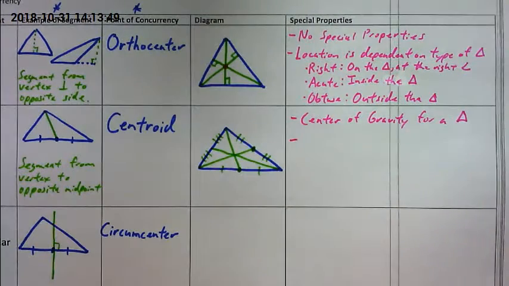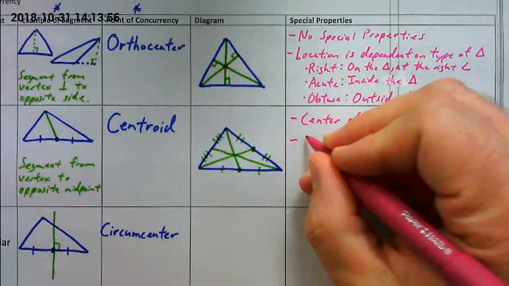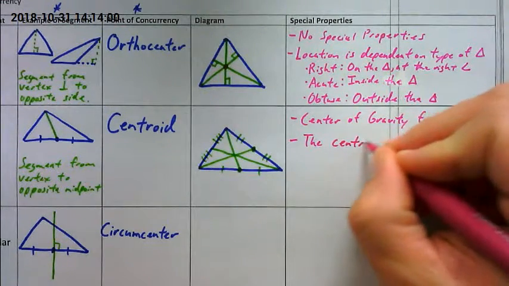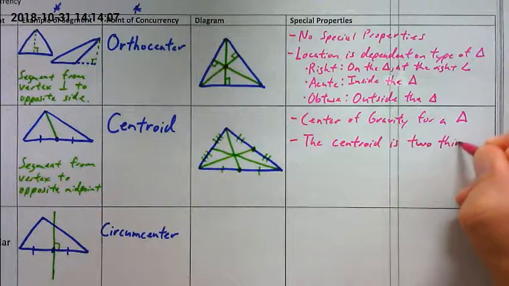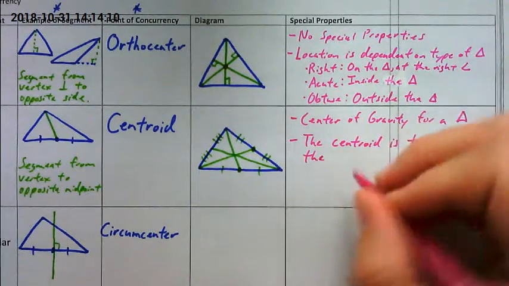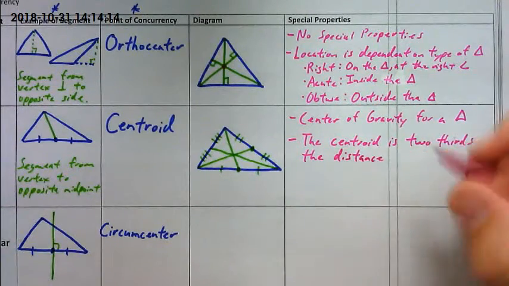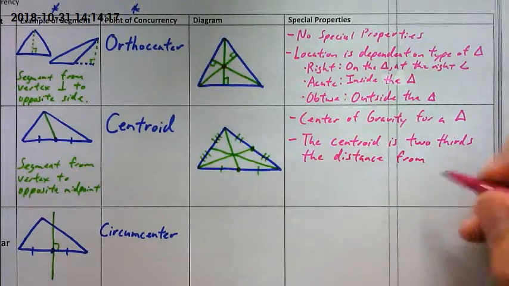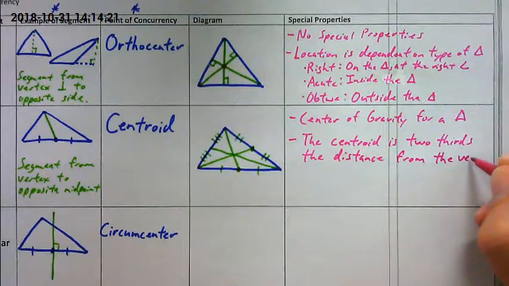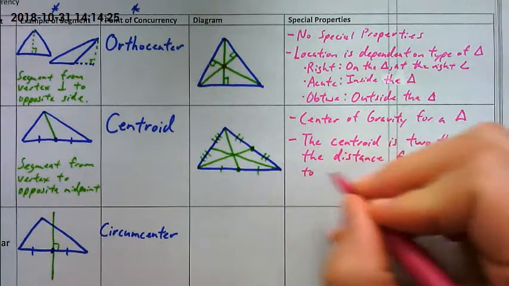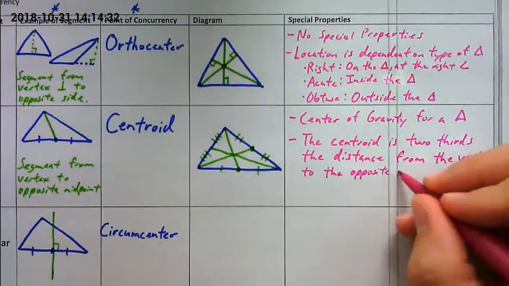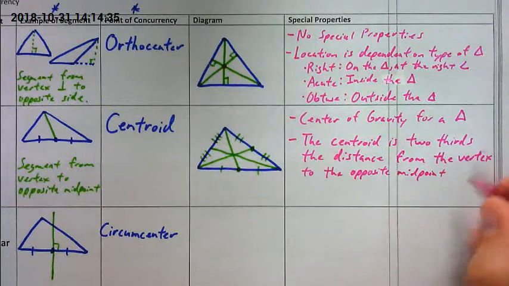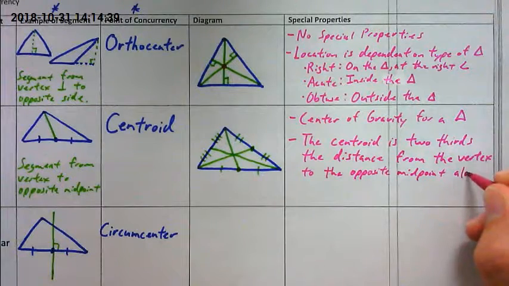The other thing that's really important is the centroid is 2/3 the distance from the vertex to the midpoint along a median. So the centroid is 2/3 the distance from the vertex to the opposite midpoint along the median, along a median.